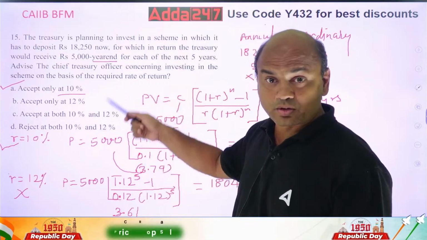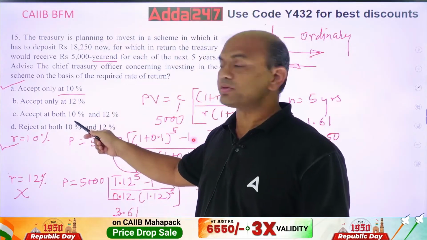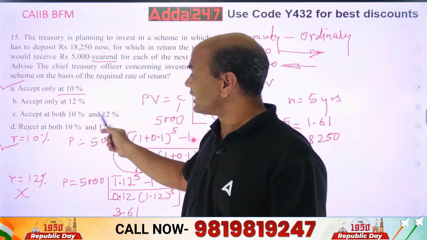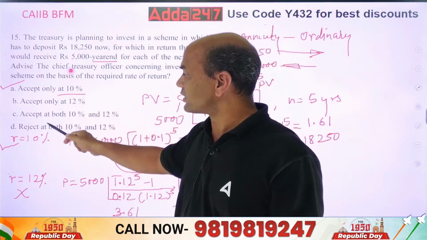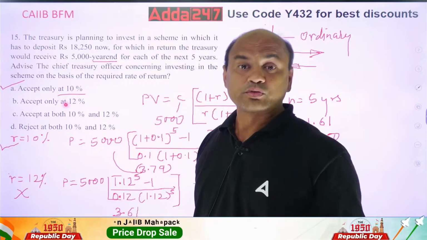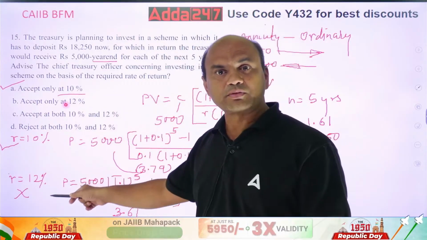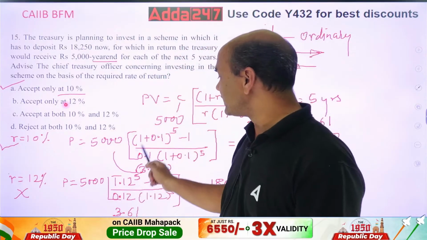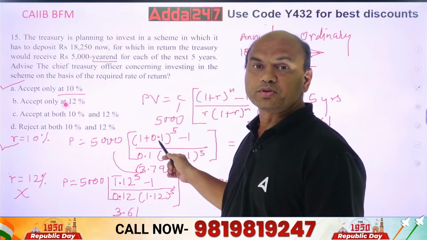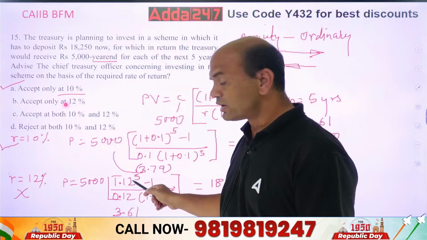But what are the options? Look at this. Accept it at 10, accept it at 12, accept it at both 10 and 12. Now this is confusing. Either A is the answer or C is the answer. So that's why you'll have to check it at 12 also. Put R equals 12 now. So P equals 1 point... Now look at this. This was what earlier? 1.1. So now it will be 1.12.